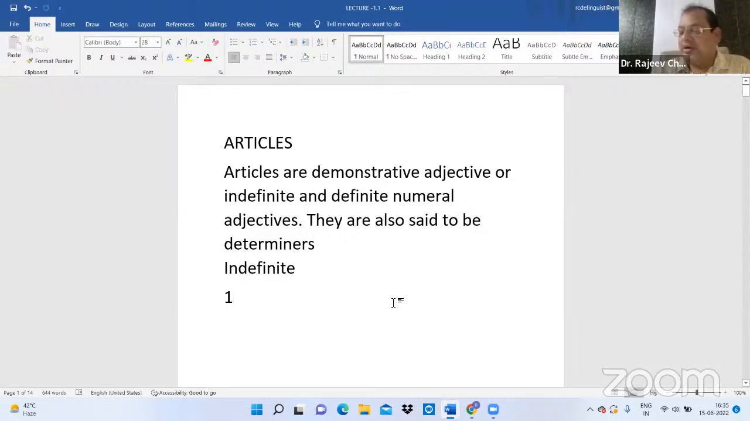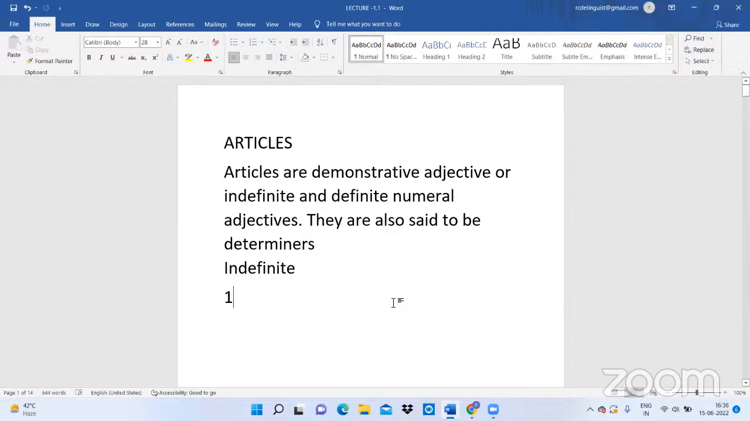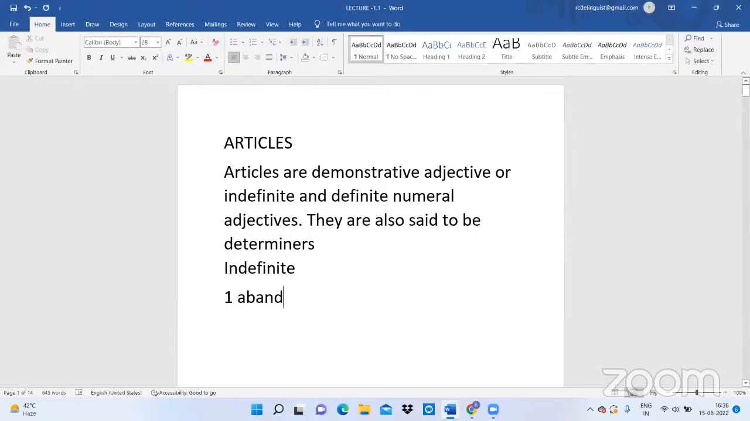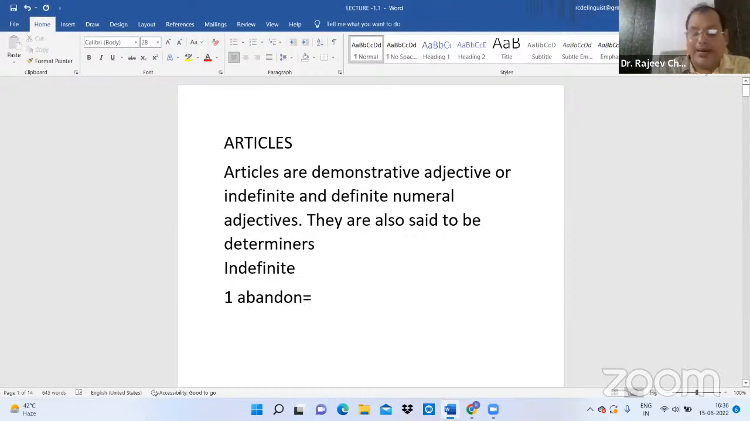Fine. So I'll start with antonym and synonym both. I'll be writing both the things. I'll be telling you the meanings in Hindi also. Now the first word is abandon. Abandon ka matlab hota parityag karna, chhodna. Abandon. Okay. I have abandoned that bad company.